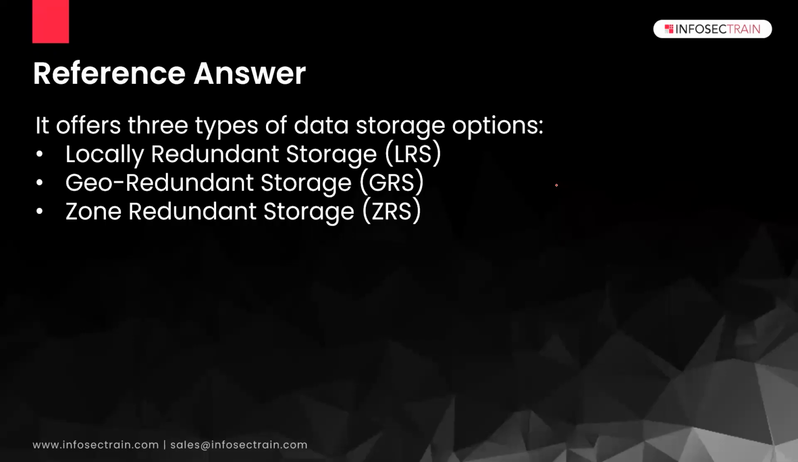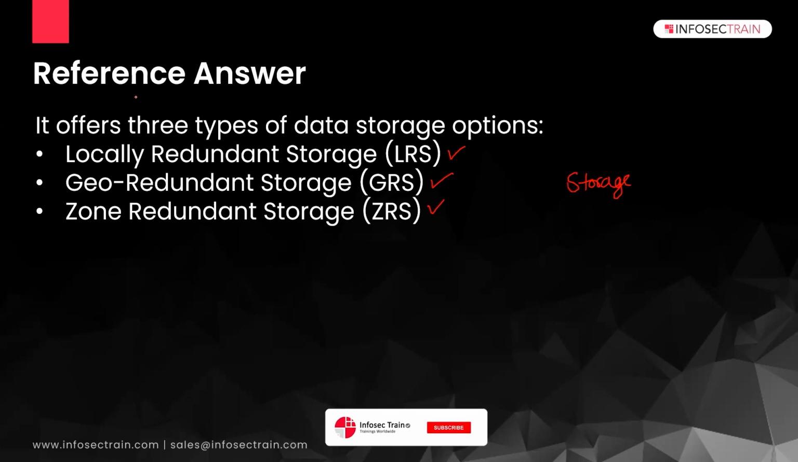So this is the reference answer: Azure Backup is going to give you three types of data storage options, okay, which are locally redundant storage, geo redundant storage, and zone redundant storage. Now, when we are talking about these options, if you are familiar with Azure storage, you will be familiar with these types of replications that we are talking about here. So we are talking about locally redundant storage.